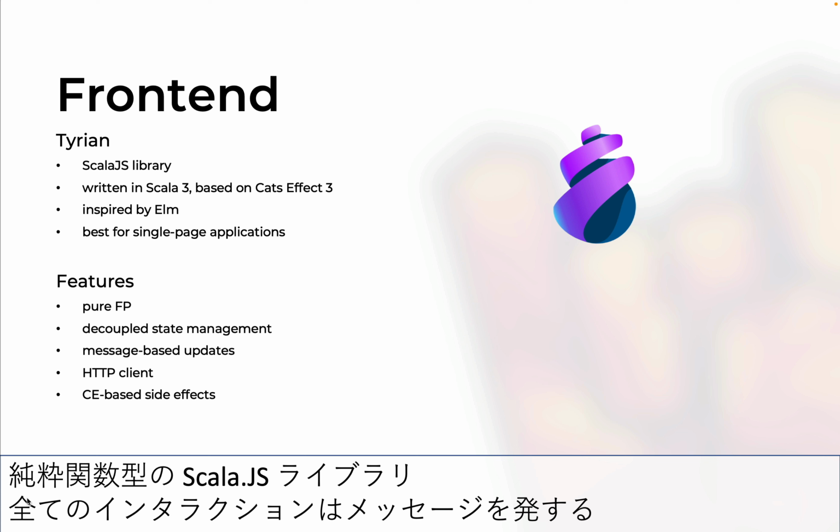This enables decoupled state management, and I'm going to describe the principles for that decoupled state management shortly. Tyrion is also based on message-based updates, which means that every interaction on the frontend will asynchronously trigger a message, which will then later be handled in a purely functional way. I'm going to describe how shortly. This also enables a first-class HTTP client so that we can interact with the backend very easily, and it also supports Cats Effect-based side effects.